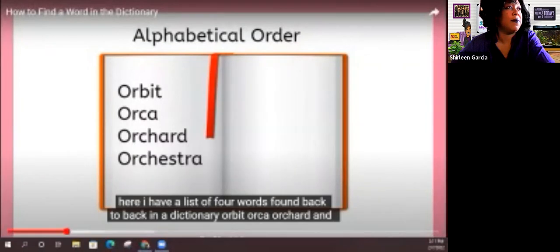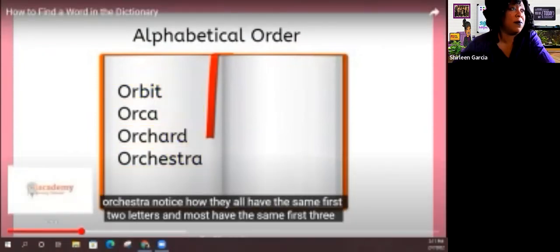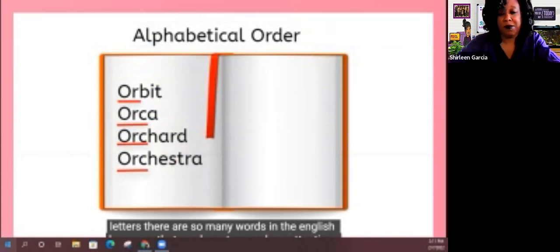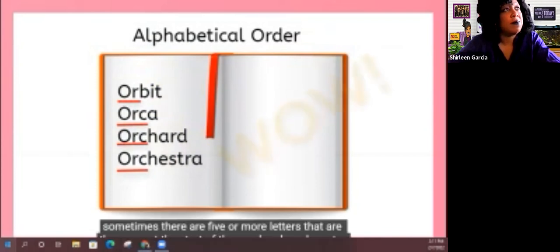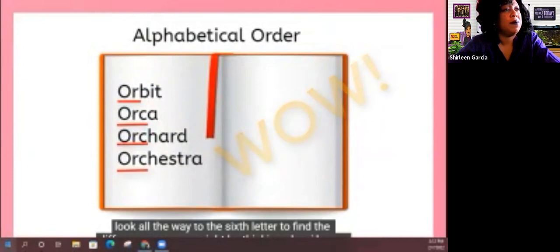Here, I have a list of 4 words found back to back in a dictionary: orbit, orca, orchard, and orchestra. Notice how they all have the same first 2 letters, and most have the same first 3 letters. There are so many words in the English language that you have to pay close attention. Sometimes there are 5 or more letters that are the same at the start of the word, and you have to look all the way to the 6th letter to find the difference.